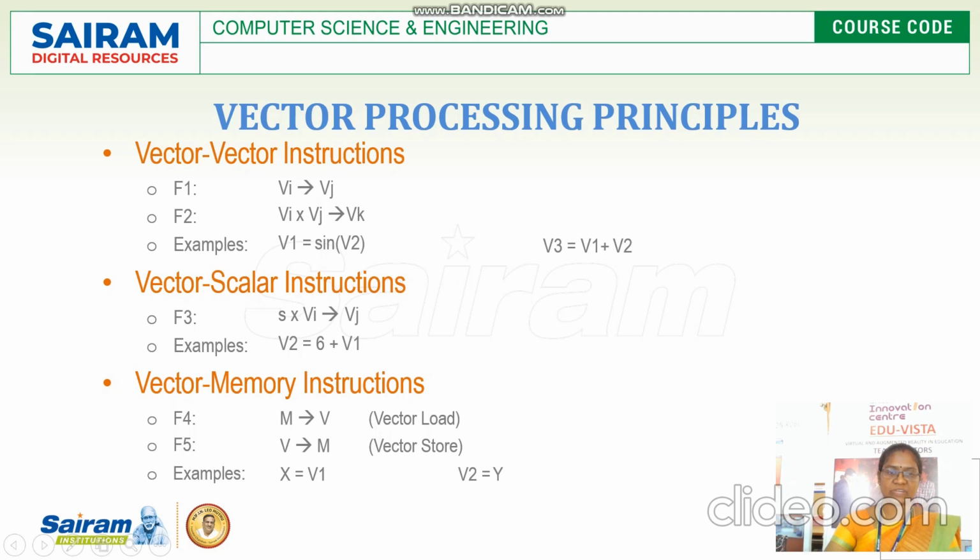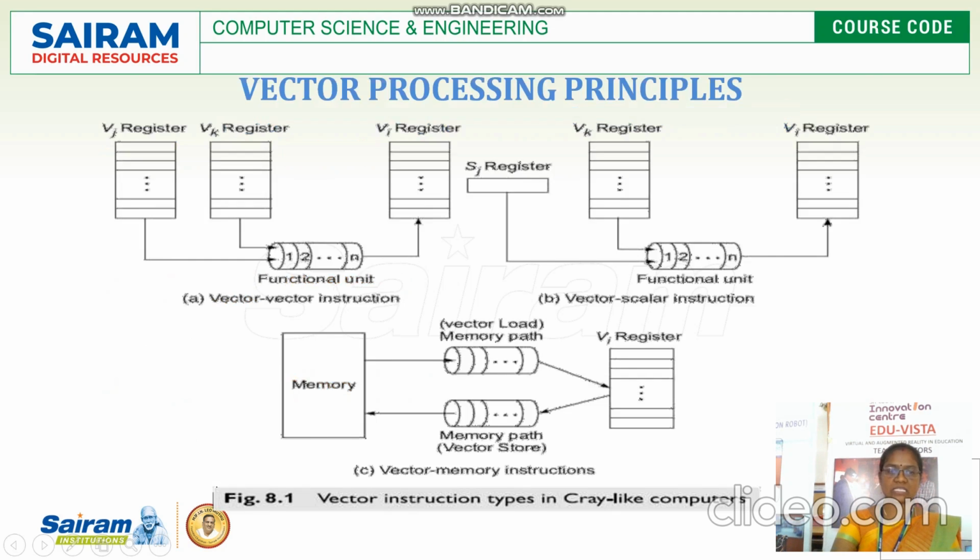The second type is vector scalar instruction. Here, that mapping is called F3. Here one operand is a vector and the other operand is a scalar. For example, 6 plus V1 is added and stored in the register V2. So this is the second type.